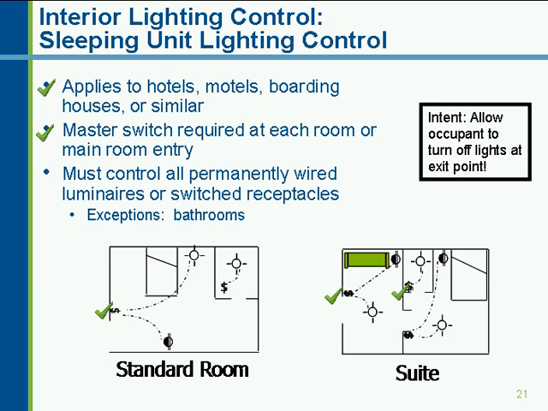The idea here is that each of those switches would then control all permanently wired luminaires or switch receptacles, with the exception of bathrooms. Those do not have to be controlled. And this, of course, allows the occupant to turn off all the lighting in the space as they're leaving the room without having to go back into the room to turn off individual lights.